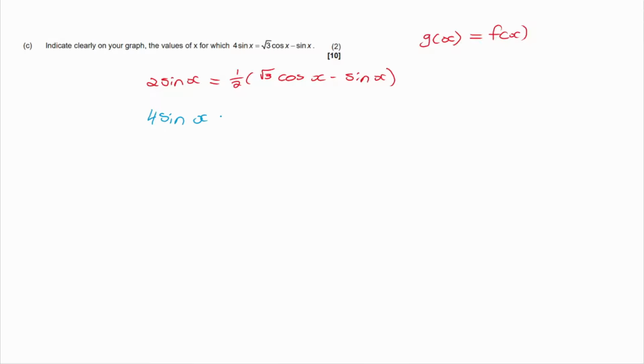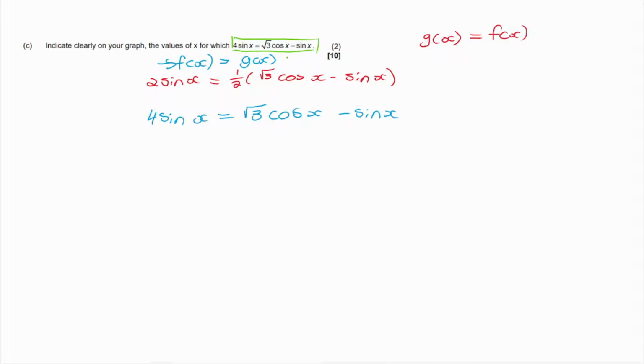So here we have sin x is equal to root 3 cos x minus sin x. And where did this come from? This came from f of x is equal to g of x. So basically they're just asking, show where the two functions are equal to each other. Okay, so it didn't make sense, and we made it make sense.